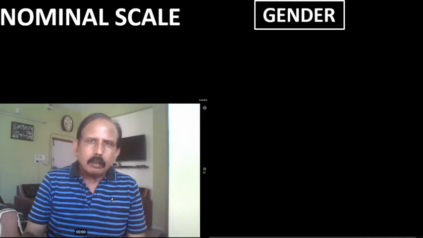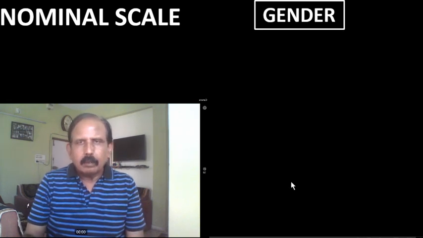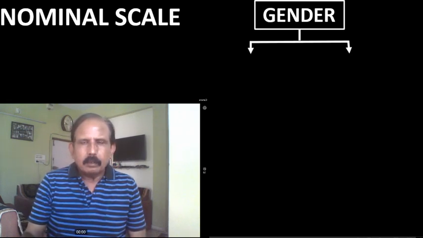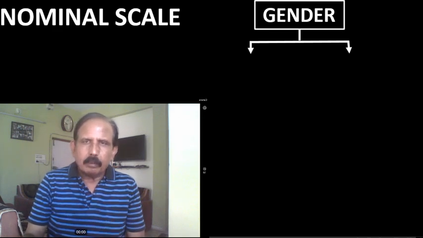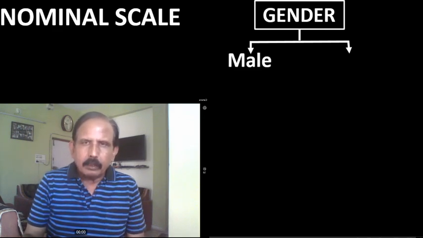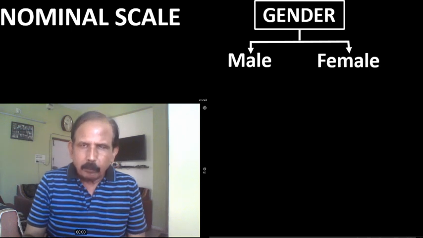Let us see examples of the same. I show on the screen. The first one, as shown on the screen, is gender. Friends, gender is a totally non-numeric scale, a non-numeric variable. On the basis of gender, we can divide the subjects into different mutually exclusive categories like male and female. Why are these two mutually exclusive?